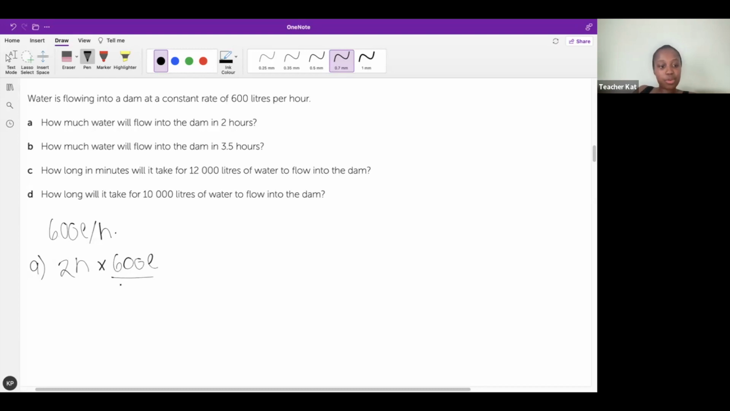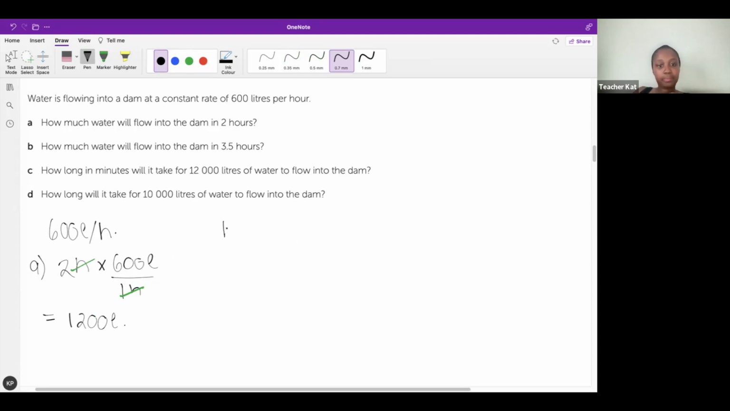600 liters per 1 hour. My units cancel out. Hour is gone. So then I'm left with 2 times 600 liters, which means it's going to be 1,200 liters, which makes sense. If 1 hour is 600 liters, then 2 hours will be twice that, which is 1,200 liters.